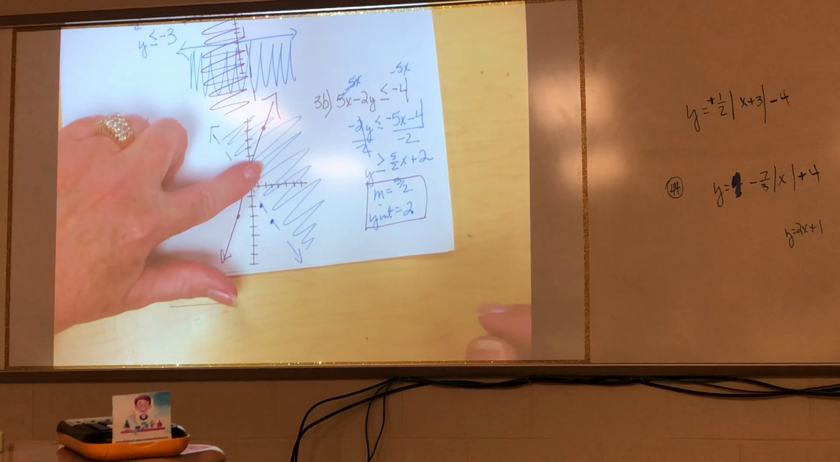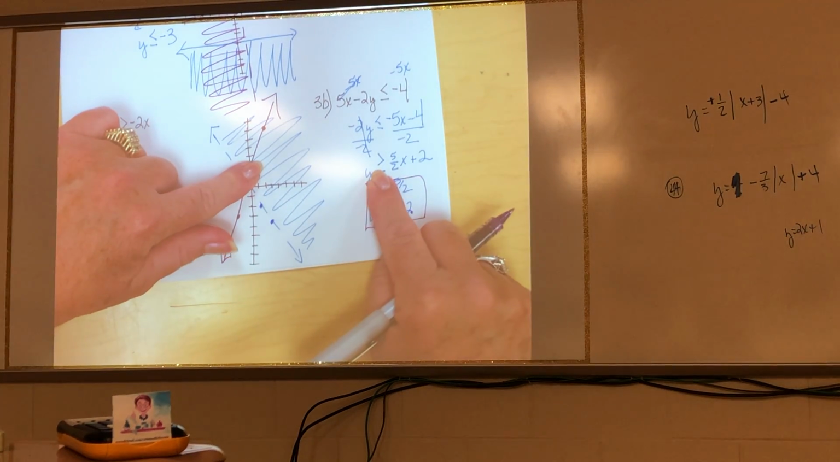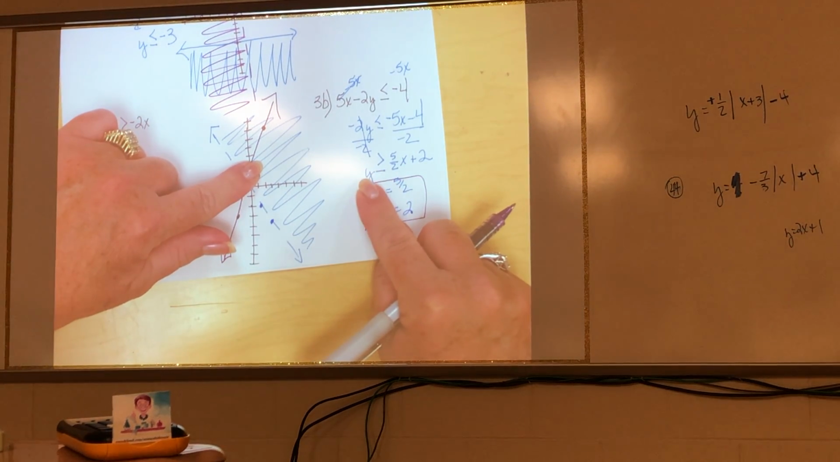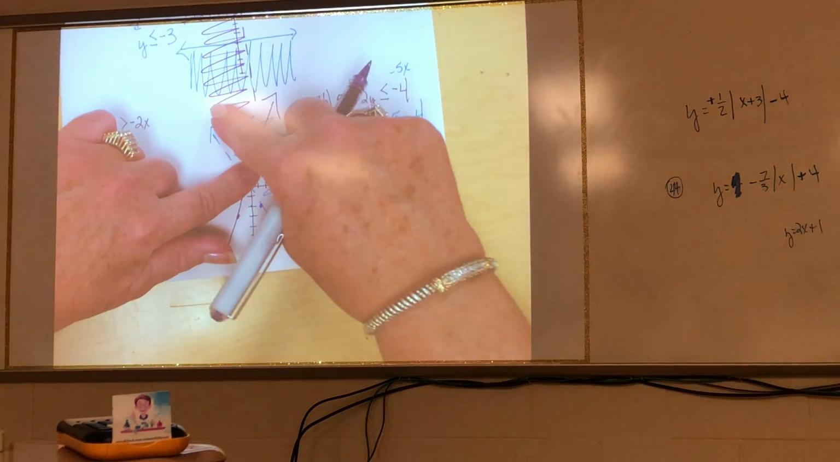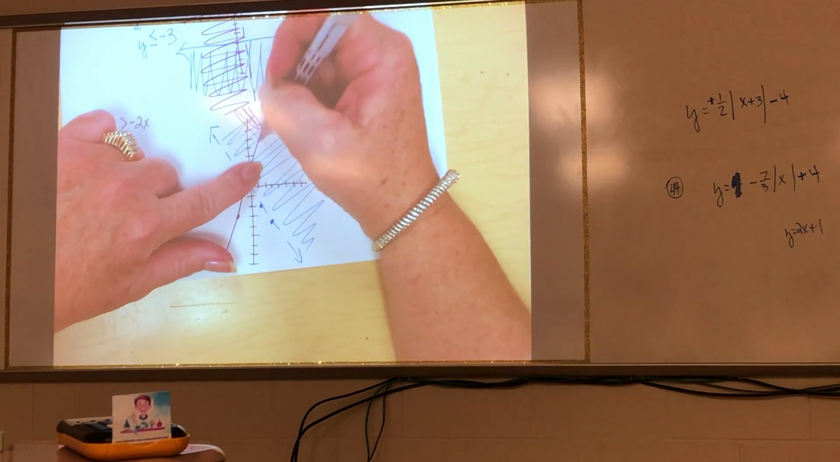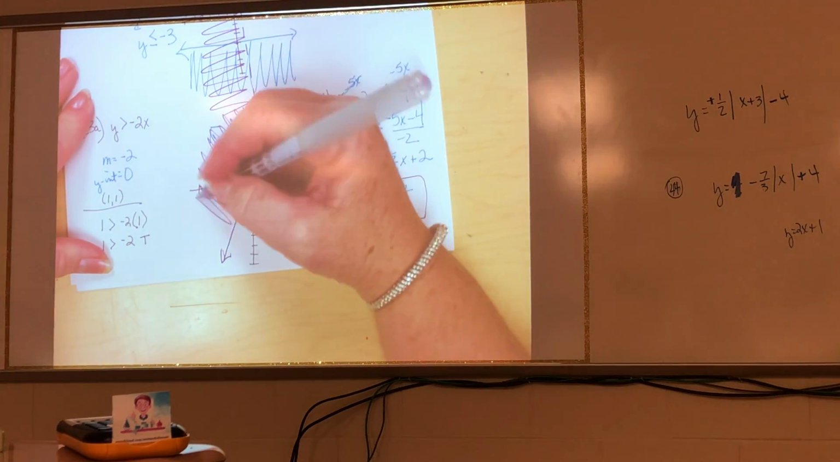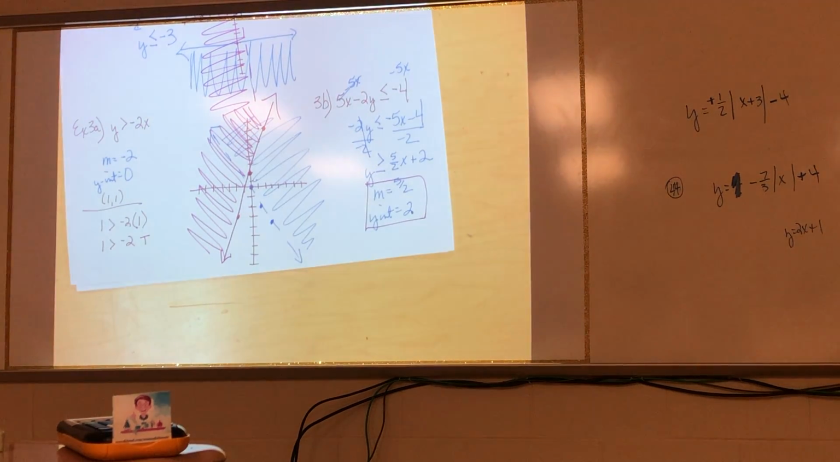Okay, I'm gonna put my finger on my y-intercept. I'm gonna look back up here and I'm gonna say, I want the y's that are greater than. That would be above my finger, so I'm shading right here. Are you good? Did everybody do okay? Okay. Got a question?